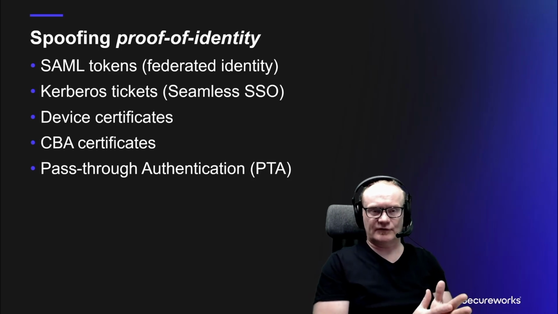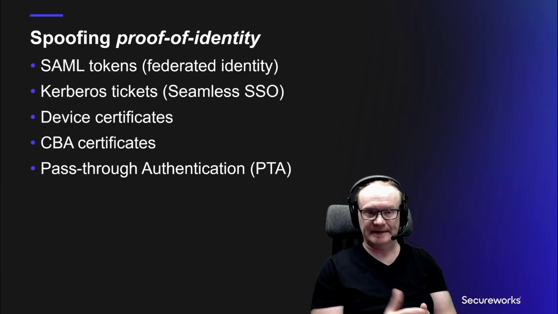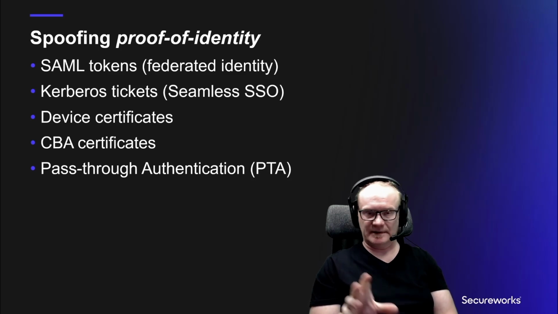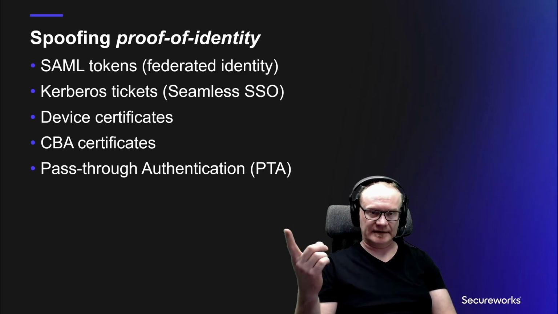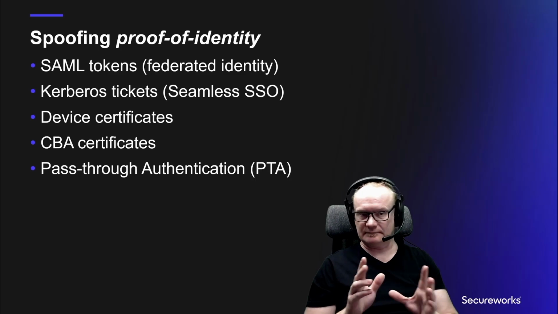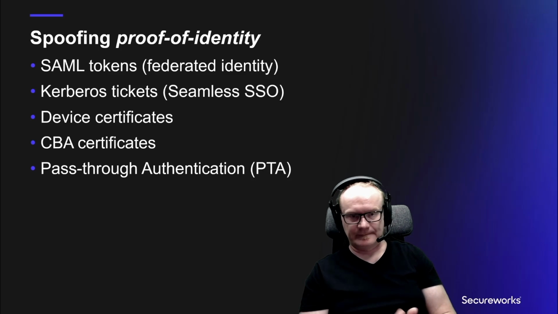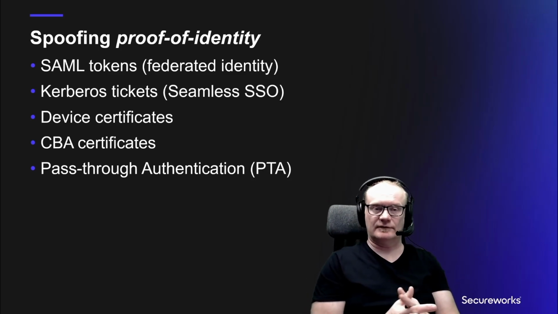The second one is a Kerberos ticket. If you are running the service called seamless single sign-on, which is based on Kerberos, and you are able to compromise your on-prem AD, you can get the NT hash of the service account that is used for this, and then you can again create Kerberos tickets and exchange those for access tokens. This doesn't bypass MFA though, so if you have MFA, you can block those.